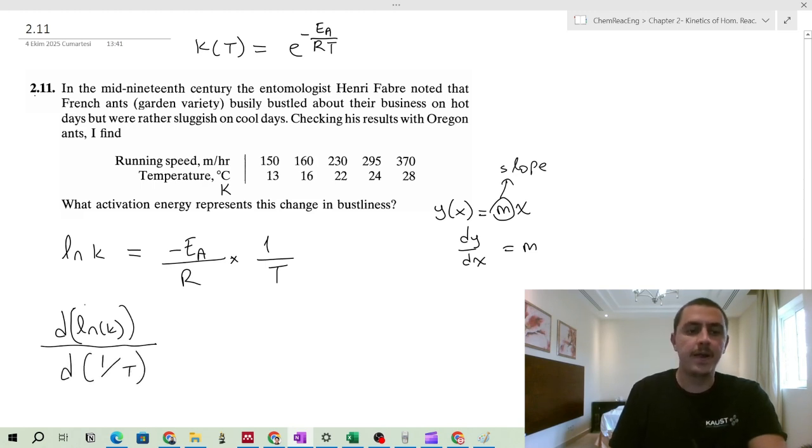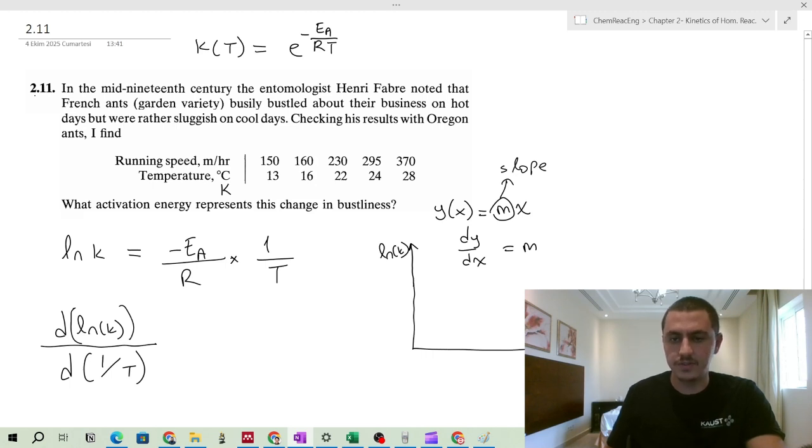That means in the y-axis, when you plot the values, you will have ln k, and in the x-axis you will have 1 over temperature. And you have a slope. This slope will give you minus activation energy over R. Since R is a constant, you can get the activation energy value from the slope.